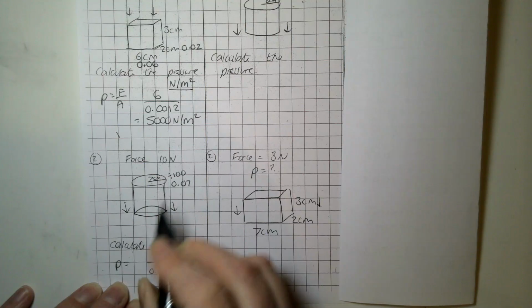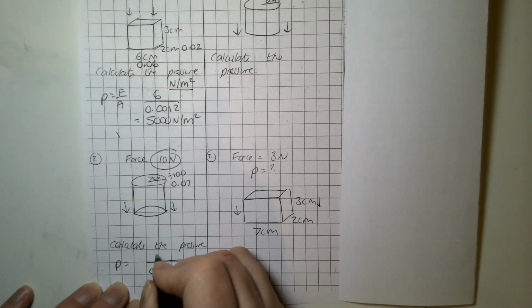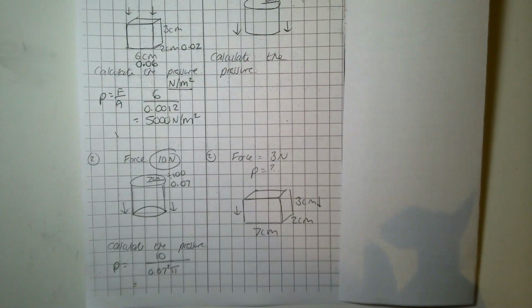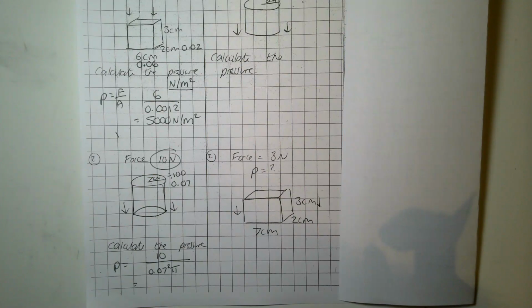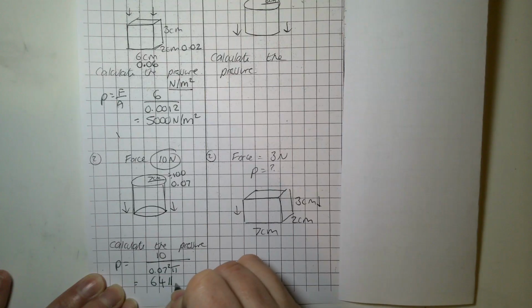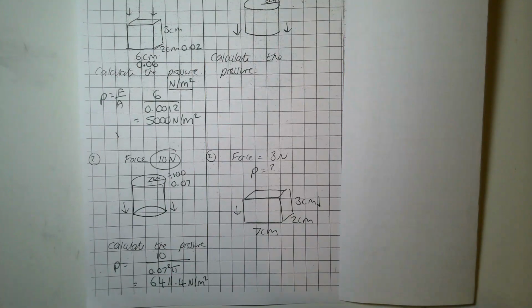And to get the pressure, I need to divide the force by the area. I'm just going to run that through my calculator in one go. So 10 divided by 0.07 squared times pi, and that's going to get me 6,411.4 newtons per metres squared.